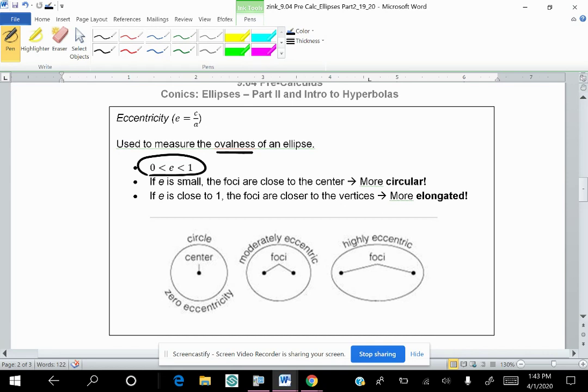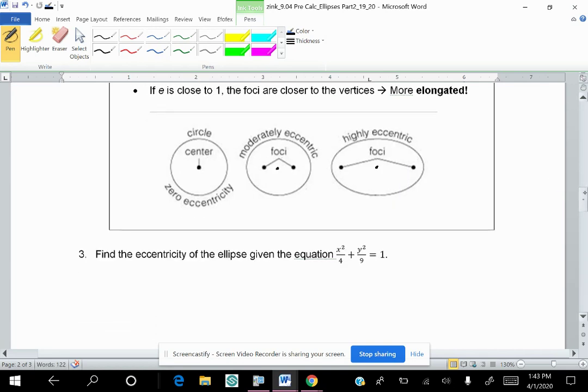it's going to be more elongated. So if you have a 0 eccentricity, that means that your foci are on top of the center. And as they get further from your center, your eccentricity is going to go up and closer to 1, becoming more elongated.